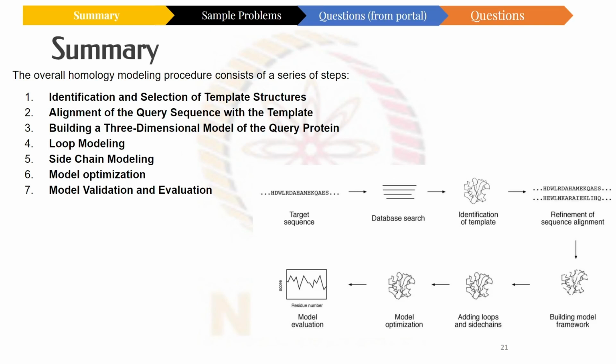Then in homology modeling, the alignment of the query sequence with the template is an important step. It is essential to achieve a high quality alignment as it directly impacts the accuracy of the resulting model. A homology model can be only as good as the sequence alignment. Like, a good sequence alignment can give a good homology model.